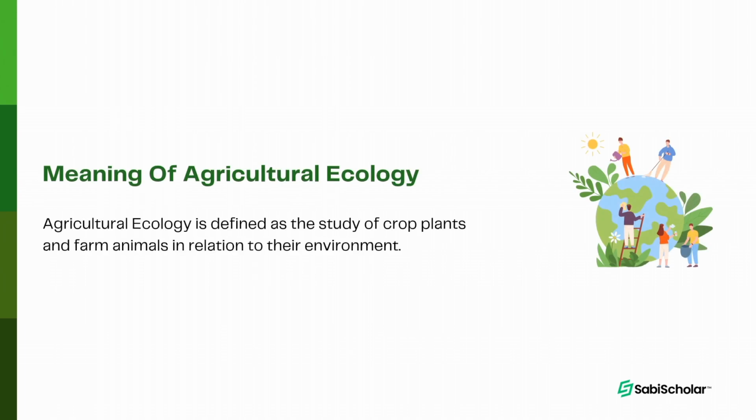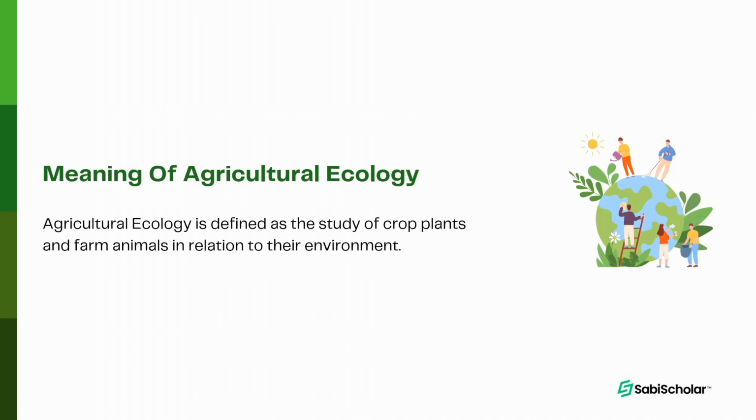Agricultural ecology is defined as the study of crop plants and farm animals in relation to their environment. Now, environment here is not just limited to maybe the housing or anything so solid. When we talk about ecology, it refers to both the living and non-living parts of the environment. Ecology was derived from a Greek word, oikos, which means home or dwelling place. In other words, agricultural ecology can be defined as a field of study that deals with the relationship of living organisms with one another and with the environment in which they live.